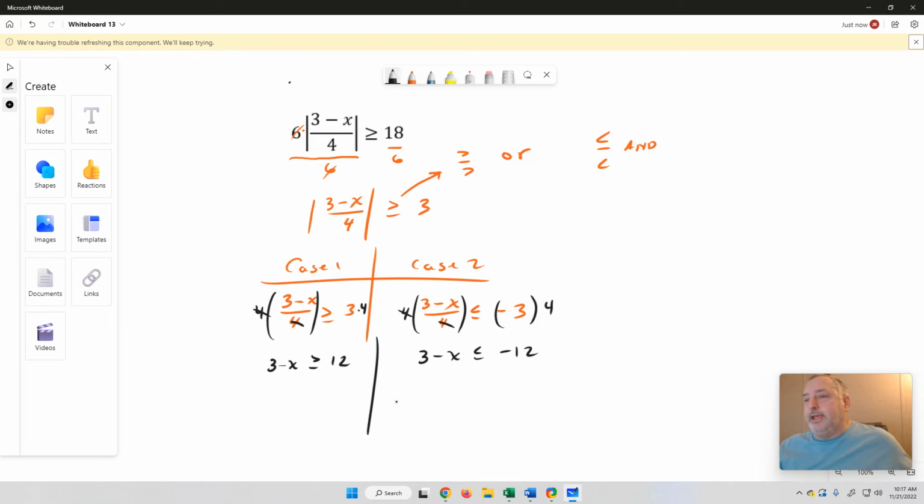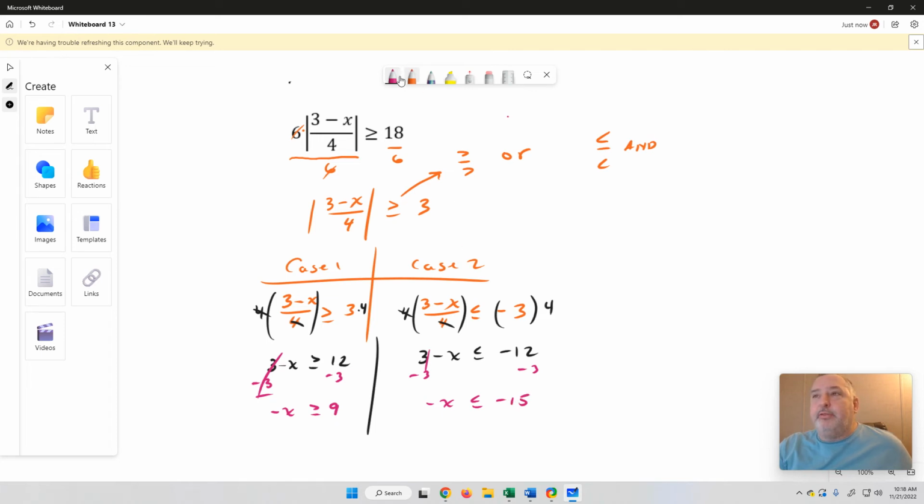So step 1, case 1, all the same there. Now we're subtracting 3. And that cancels that out. Don't forget the negative. That leaves me with negative x is greater than or equal to 9 here. Cancels. That leaves me with negative x is less than or equal to negative 15 here.